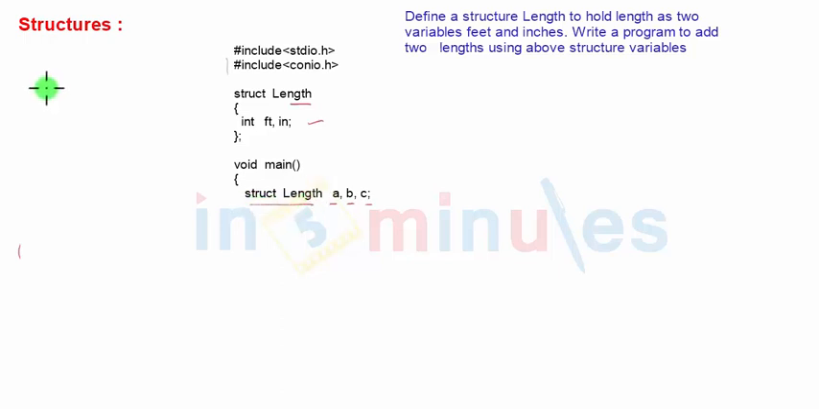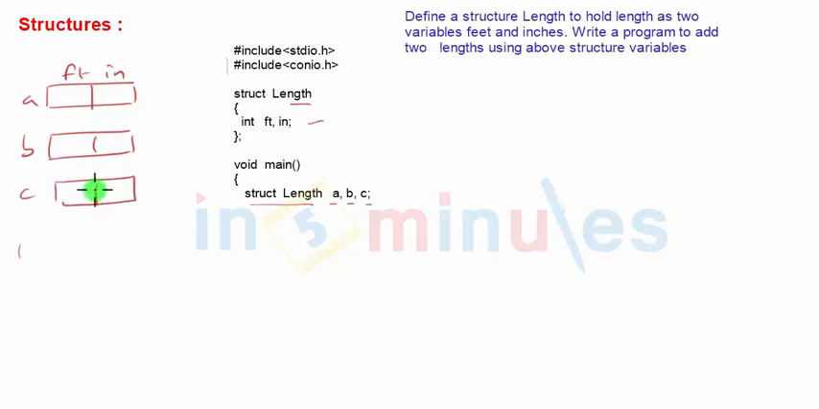I'm just drawing them for demonstration. A variable has feet and inches, b variable again will have feet and inches, and even c variable has feet and inches. So there are three structure variables defined. Obviously no values inside the structure currently. As the program goes forward, we'll input the values into the structures and add them and display the answer.